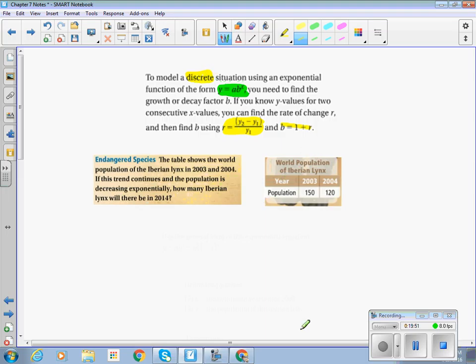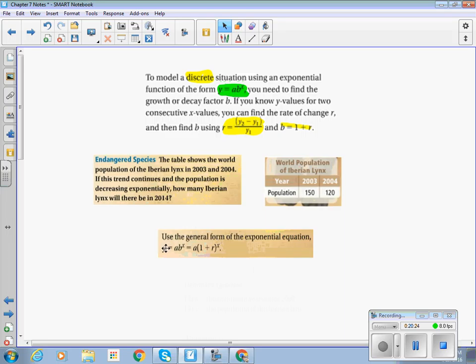All right, we're going to look at the Iberian Lynx. The table shows us 2 population samplings of the Iberian Lynx, in year 2003 and in year 2004. Our population decreased from 150 to 120. If this trend continues and the population is decreasing exponentially, how many Iberian Lynx will there be in 2014?